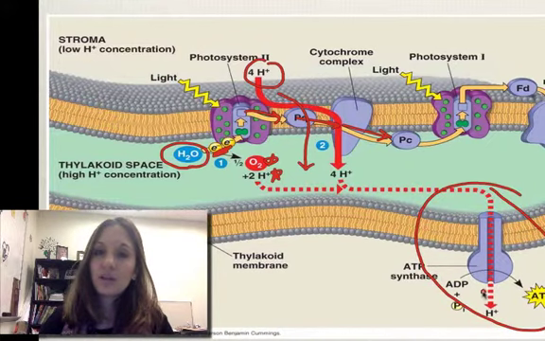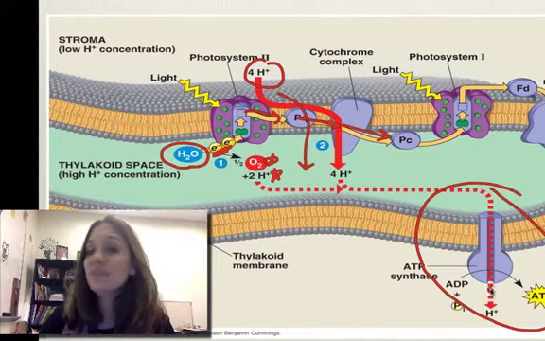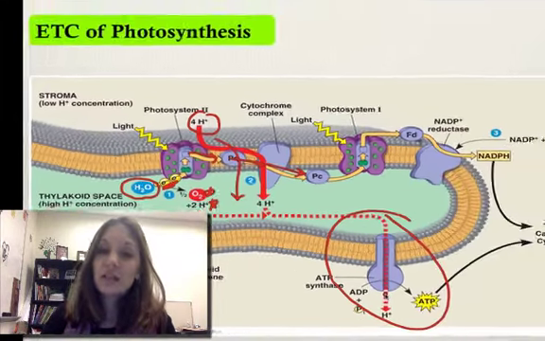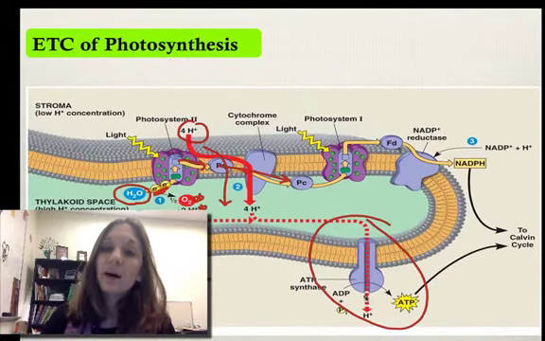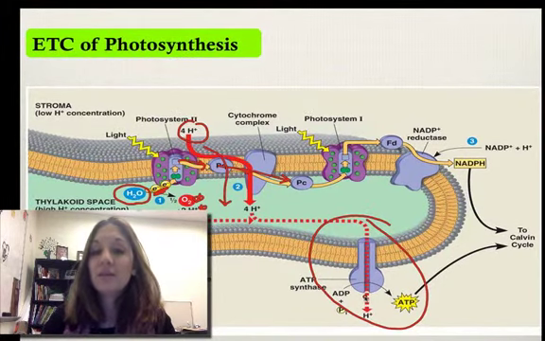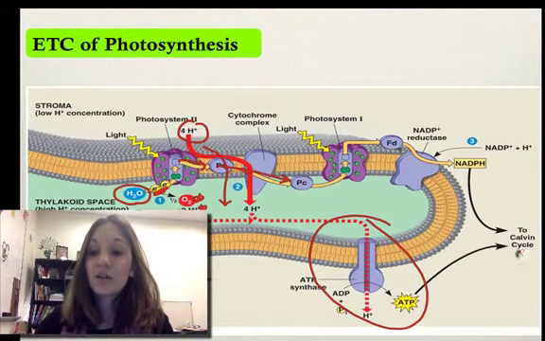Again, this should look really familiar. As the hydrogen ions flow down through ATP synthase, that energy will be harnessed to take ADP, bond it to another phosphate to make ATP. This is going to then go on to the Calvin cycle in just a moment.